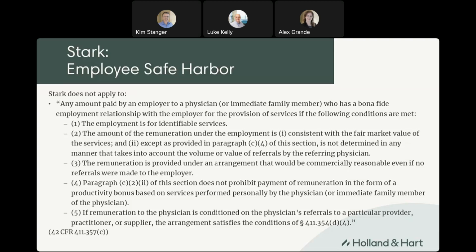Under the safe harbor itself, you generally don't even have to have it in writing. The compensation formula does not have to be set prospectively. It can be changed at any time, including retroactively, subject to one caveat.